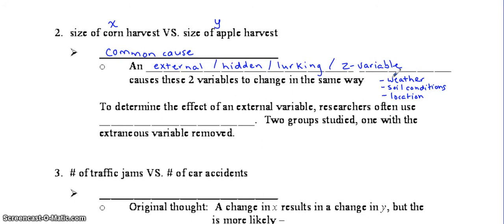And what could happen is that it's these variables that might be causing the Y value to happen, not the X value. So it's almost like you should have had two separate scatter plots, one with the Z, and then comparing the Z to the X and Y. To determine the effect of an external variable, researchers often use what are called control groups.